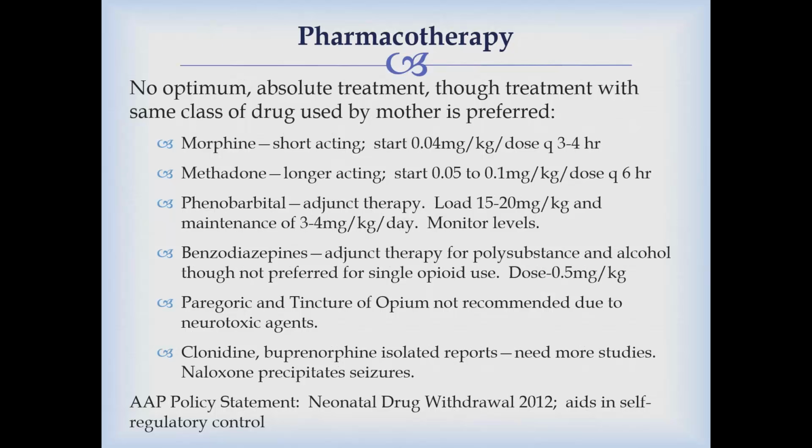Benzodiazepines are also considered adjunct therapy for all polysubstance use, and for moms who have had significant alcohol use. Neither phenobarb nor benzodiazepines should be considered the first line of treatment for opioid use. Paregoric and tincture of opium are no longer recommended due to neurotoxic agents.